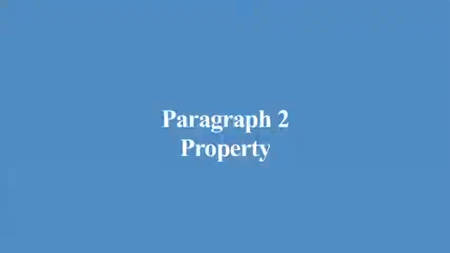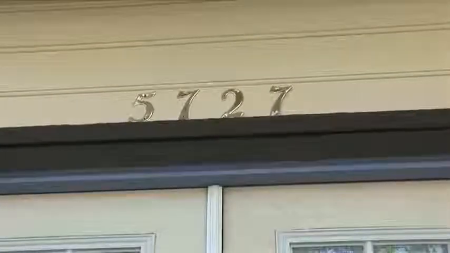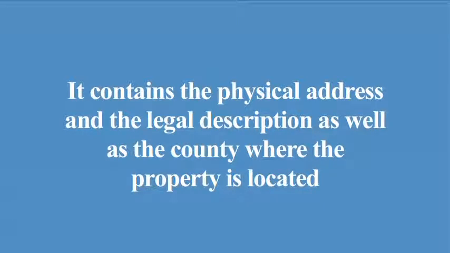Paragraph 2. Property. This paragraph identifies the real property leased to the tenant. It contains the physical address and the legal description as well as the county where the property is located. It also identifies any non-real property items that may be included, such as refrigerators, washers, dryers, personal items, and the like.